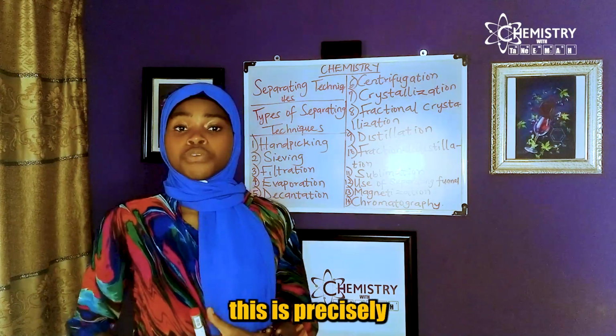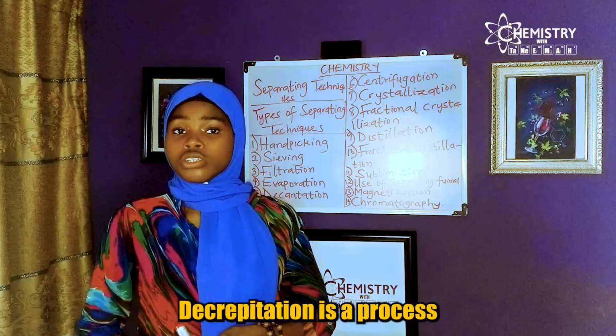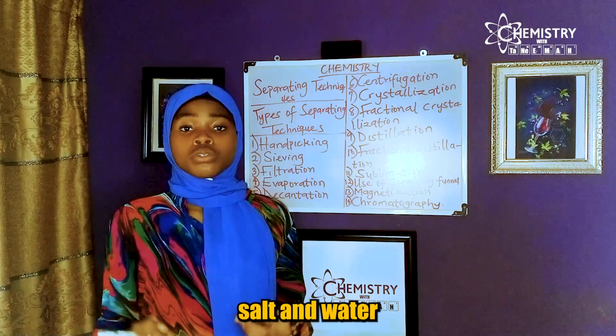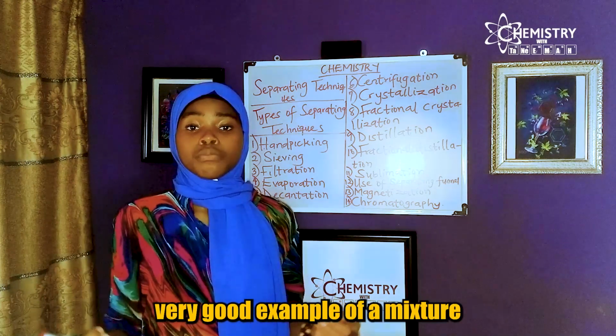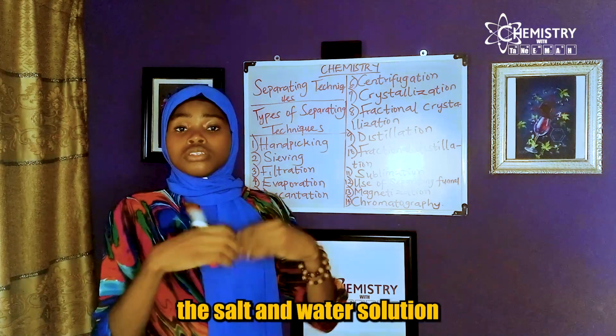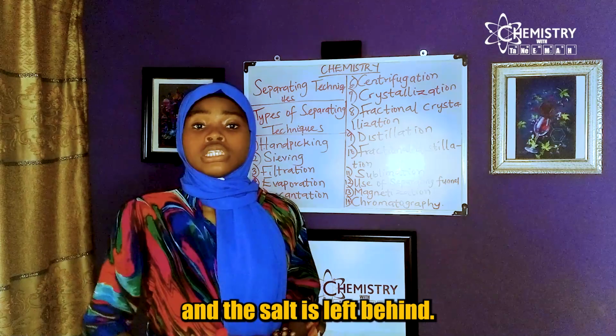In chemistry, this is preferably done in a water bath to prevent overheating and decomposition. Decomposition is a process by which the solids start flashing out. Salt and water solution is a very good example of a mixture that can be separated using this method. The salt and water solution is heated, the water is evaporated, and the salt is left behind.